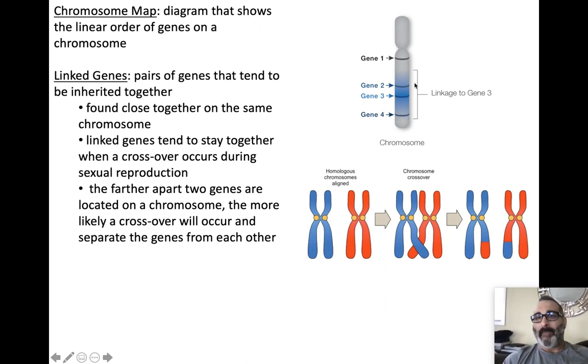Okay, so these are chromosome maps. What do chromosome maps tell us? They tell us things about genes that could be linked. Well, what does that mean? If you look at this chromosome map, you'll notice that gene 1 is over here, gene 2 is way down here, gene 3 is close to gene 2, and gene 4 is down here. Okay, some genes are linked. That means they're inherited together.